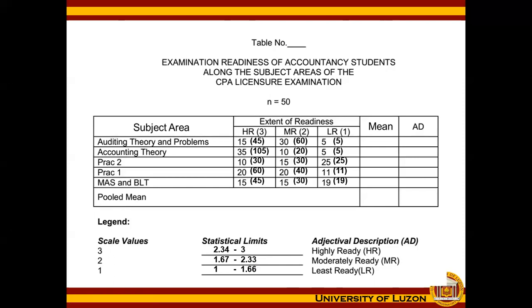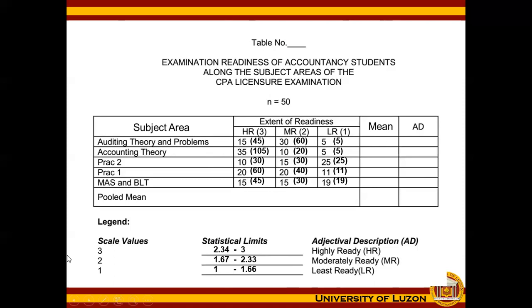Okay? And 2.33 minus 0.67 is 1.66. Okay? So here in the statistical limits, we look into the lower and higher limit.